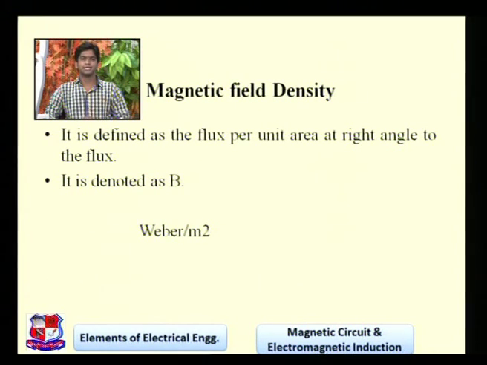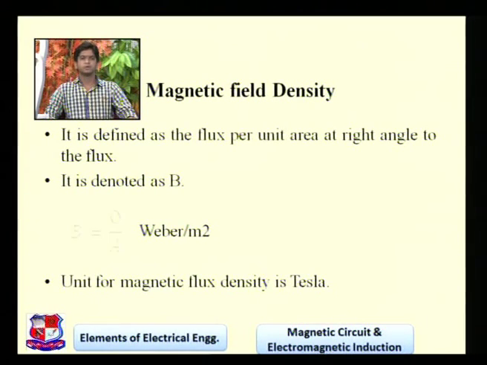Here we have an equation. B is equal to phi by A, Weber per meter square. It means the magnetic flux density is equal to the magnetic flux phi by the area. The unit of phi is Weber and the unit of area is meter square, so we have the unit of magnetic field density as Weber per meter square. And we have another unit which is known as Tesla. So we can say that the magnetic field density is phi by A Weber per meter square or phi by A Tesla.